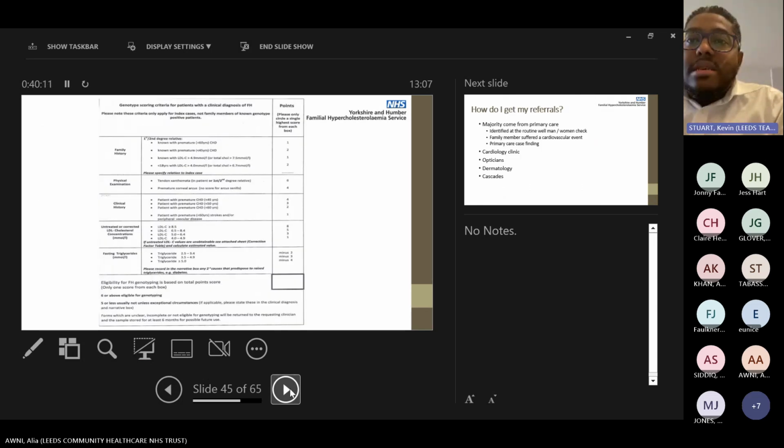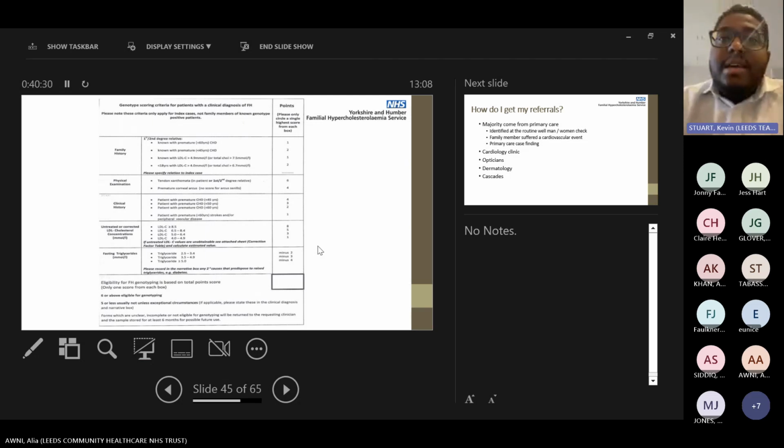And this is the kind of form that we use. And again, it highlights where the focus is. We can see that family history is at the top, then physical examination, clinical history, and then the cholesterol levels. We put this all into the calculators and the equations, and this can then be followed by triglycerides.